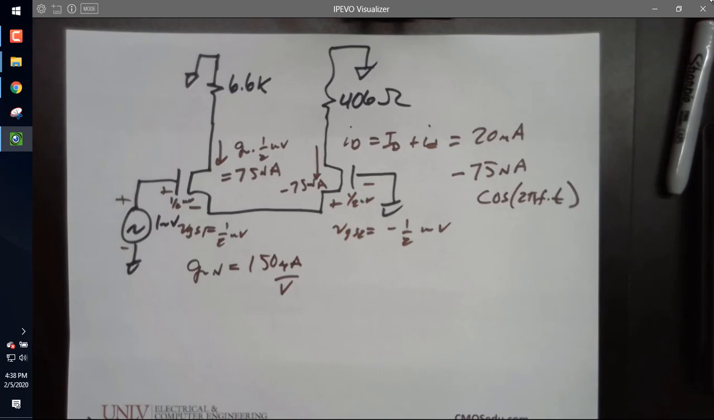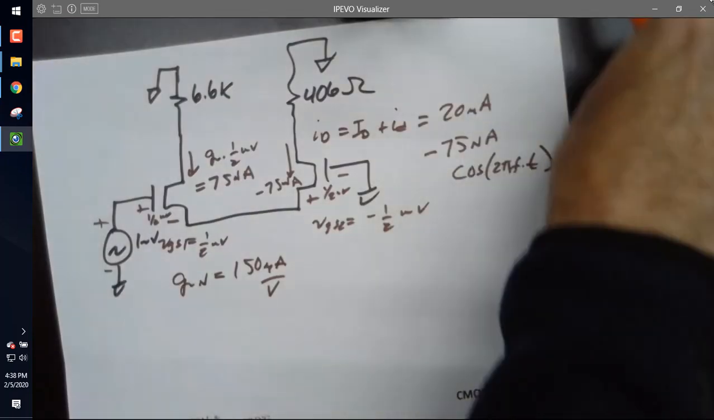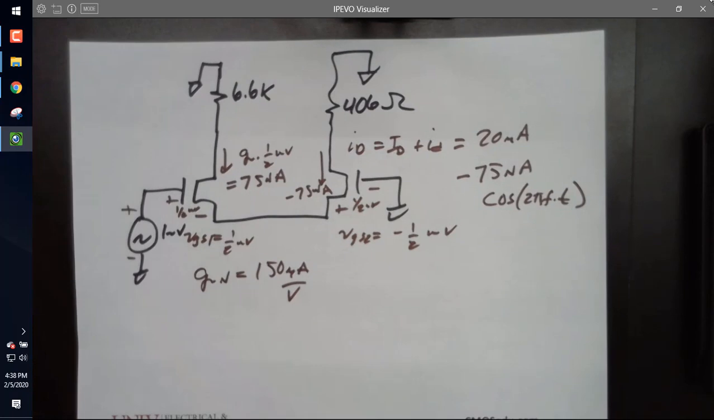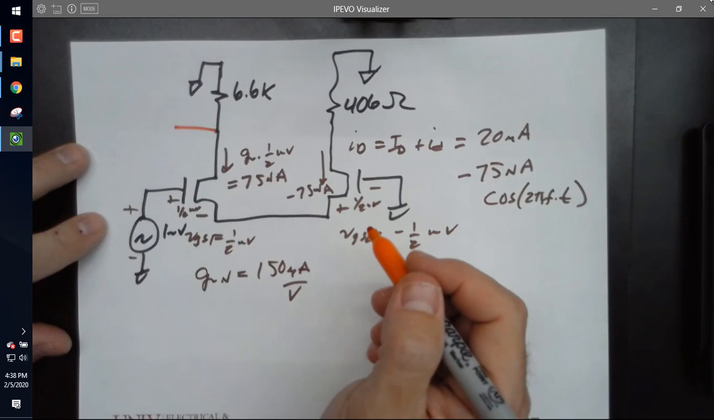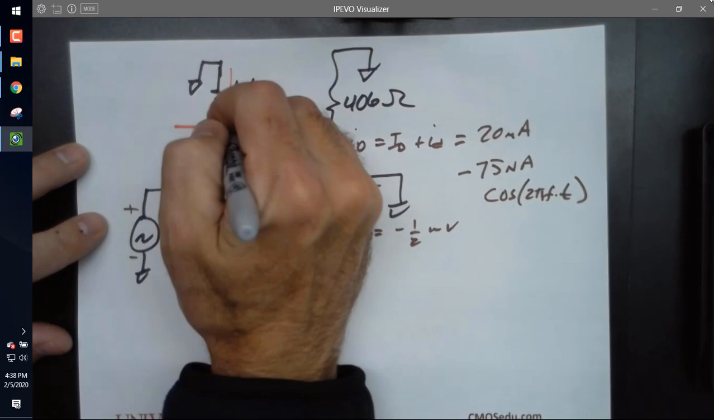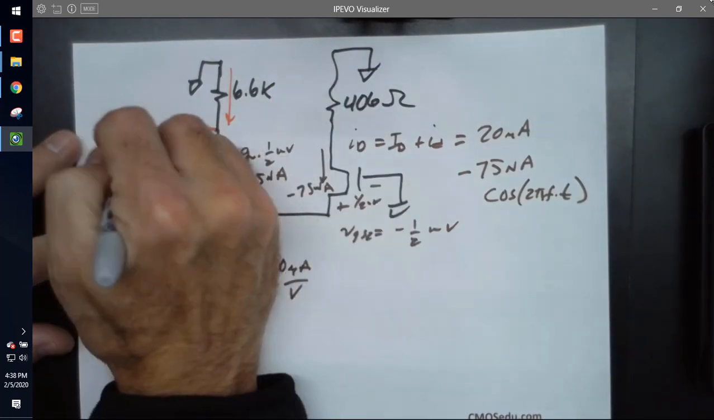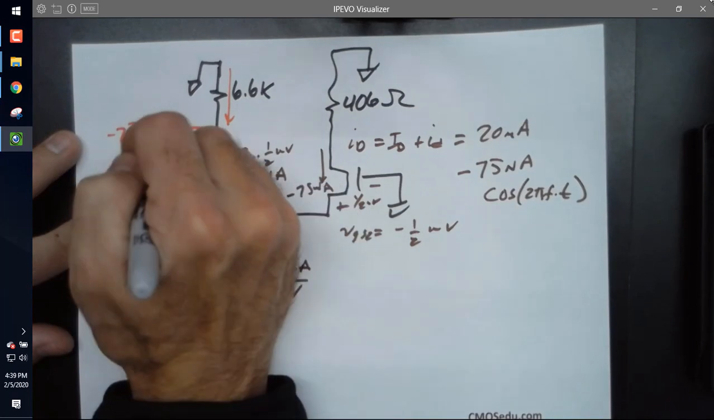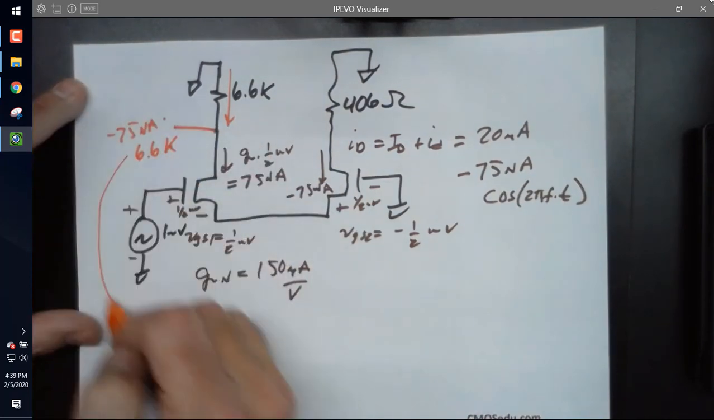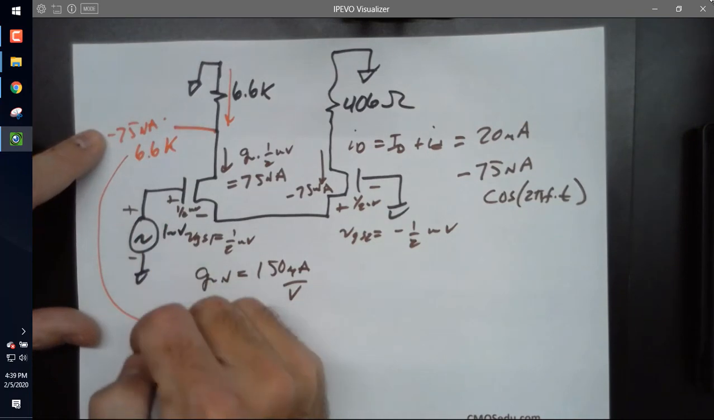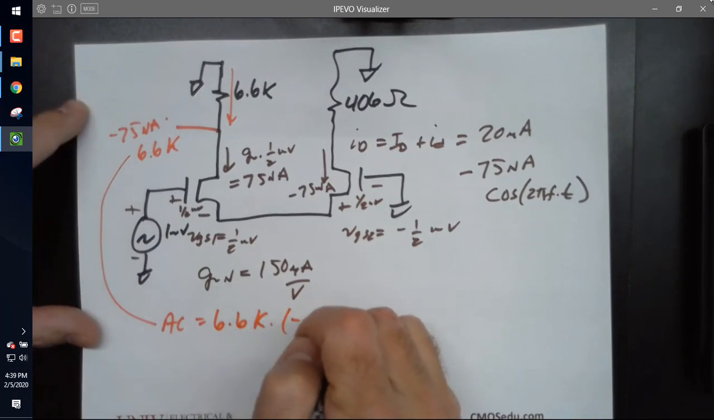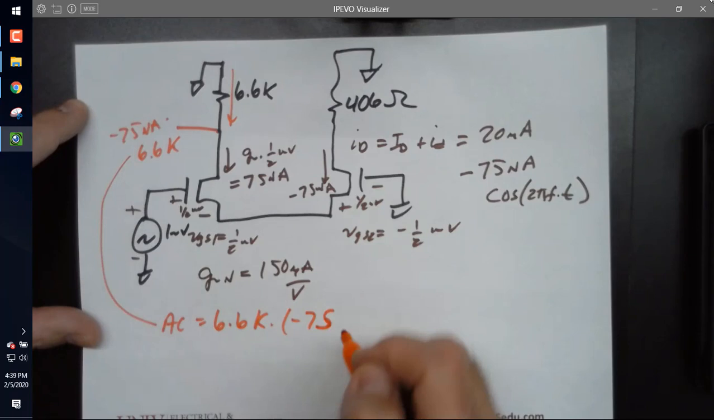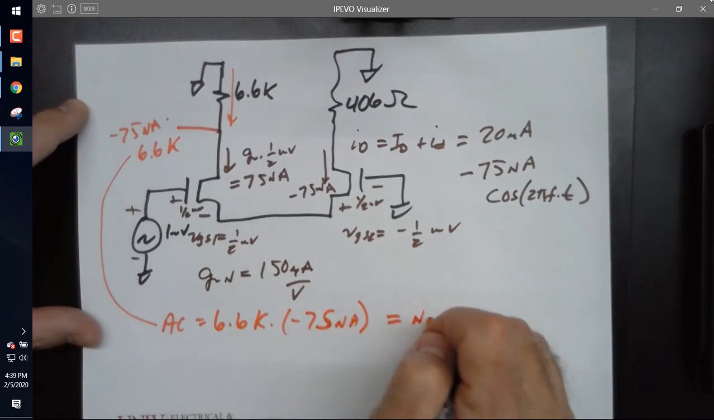Okay, so let's continue. And let's write that this voltage is then what? Well, it's coming down like this. So it's minus 75 nanoamps times 6.6K. And if I wanted to write what that voltage is, AC-wise, it would be 6.6K times minus 75 nanoamps, which gives me a negative voltage.